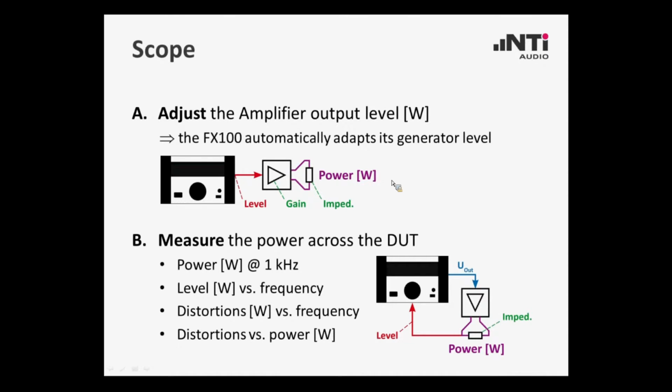The second application is to measure the actual power dissipation across the device under test. This could be, for instance, the power dissipation at a specific frequency, or plotting it versus the frequency band, measuring the distortions expressed in watt versus frequency, or plotting the distortions versus the output power. And the setup here is principally the same, but the difference now is that we only need to know the impedance of our load, and then we can measure the level, the voltage across that load, and by that calculate the dissipated power.